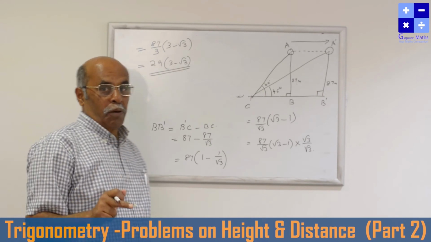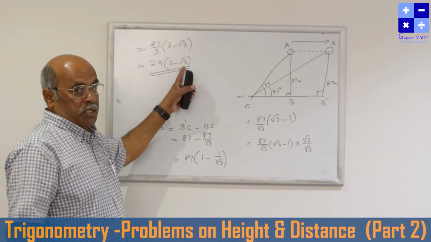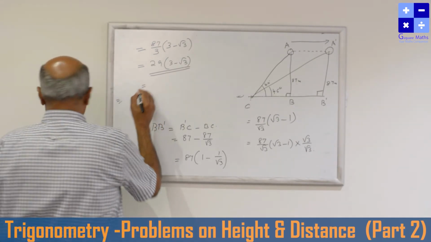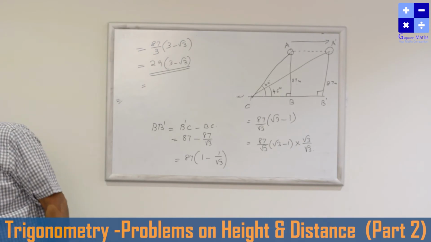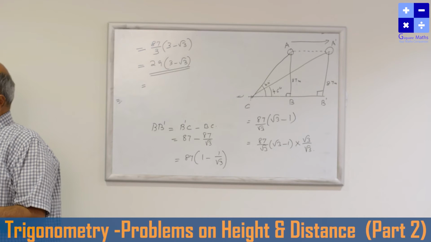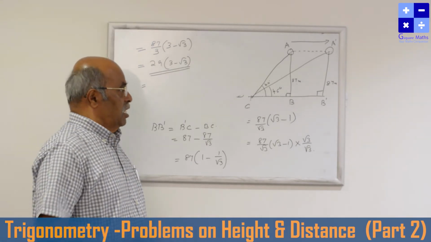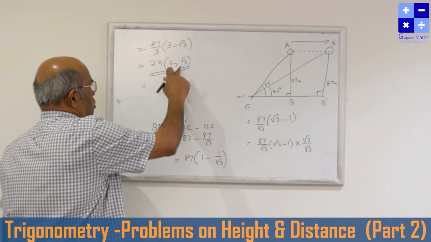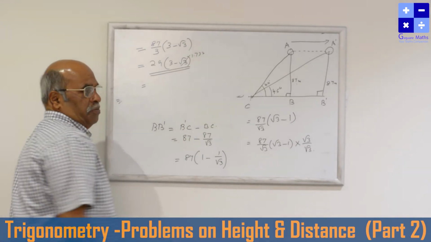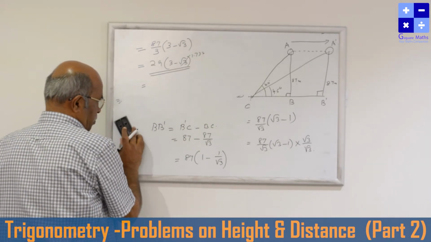Suppose in the problem root 3 value is given as 1.732, then you have to substitute this and find out. In this problem, is it given or not? No, it is not given, so you can leave it as it is. Even if it is given that root 3 is equal to 1.732, substitute 1.732 and get the value. Right? Hope it's clear.